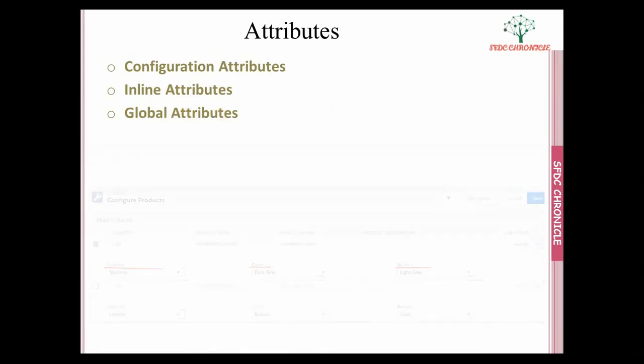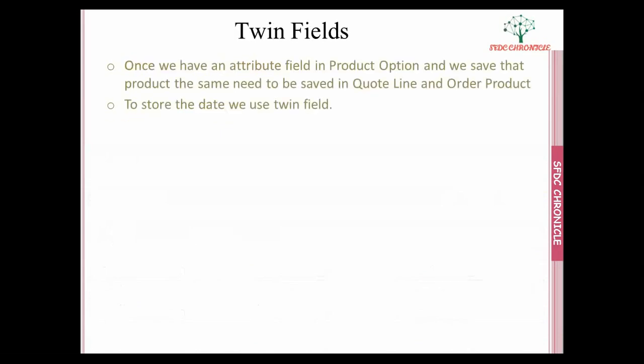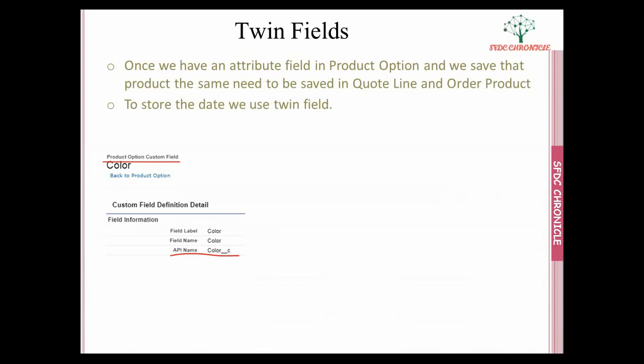Now let's move to the next topic, that is our twin field. So what is a twin field? I have created one attribute in my product option, and I am able to very well select that in my configured product layout. Once I select that, I need to store it somewhere, right? In the quote line, I need to store the value. But how will my CPQ be able to understand that this feature needs to be added into another field?